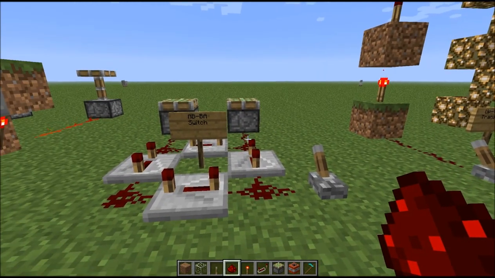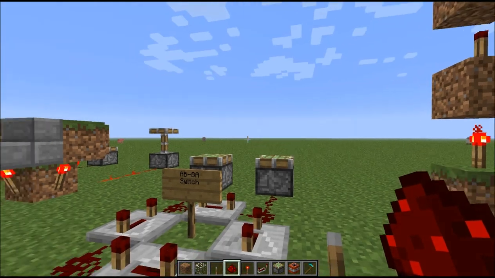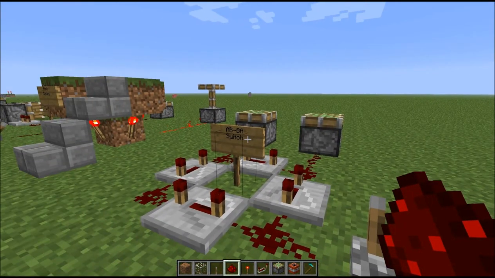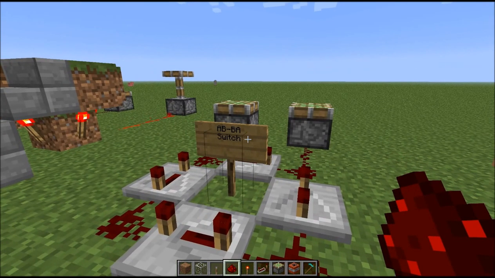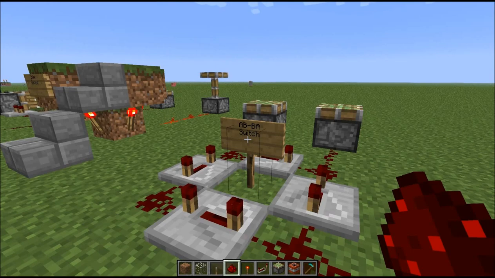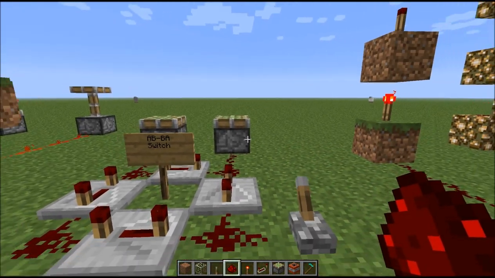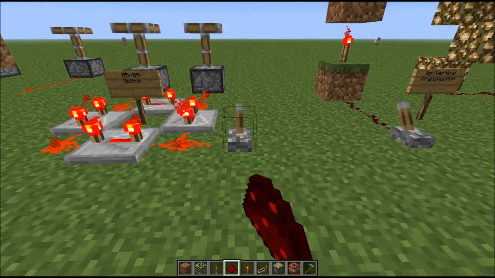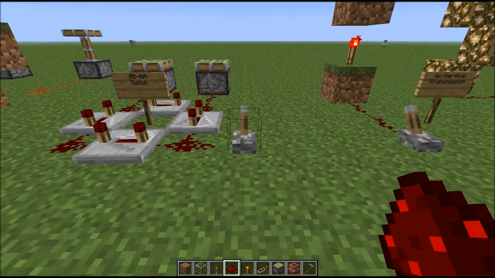This is an ABBA switch. What happens is A goes up, then B goes up, and B goes down, and A goes down. So just like its name implies. This is a very commonly asked for type of machine on the forums and the wiki because it's useful for piston elevators. What happens is you turn this on, A, B, B, A.